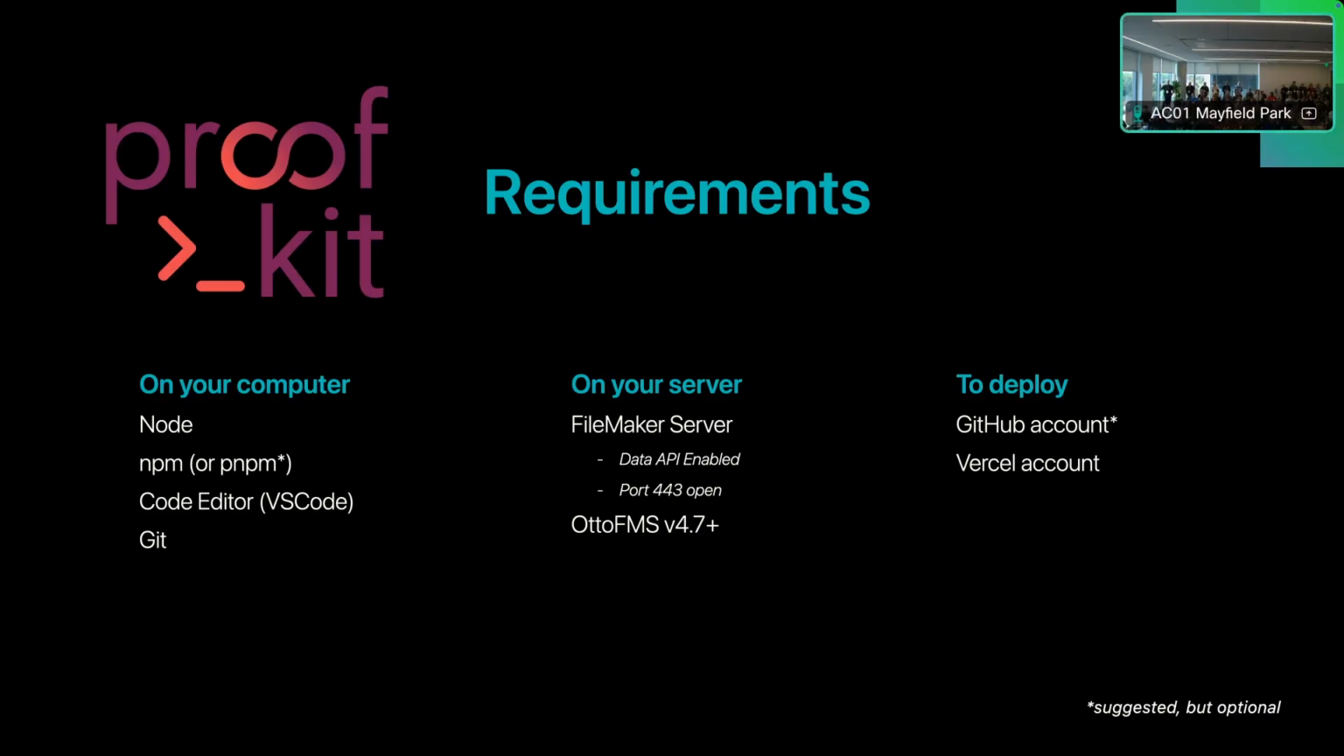On your server, you obviously need FileMaker Server with the Data API enabled, port 443 open, and AutoFMS, which is our free tool, running version at least 4.7. I think we're on 4.10 now.